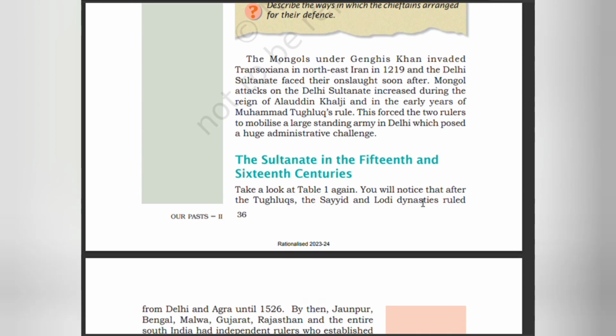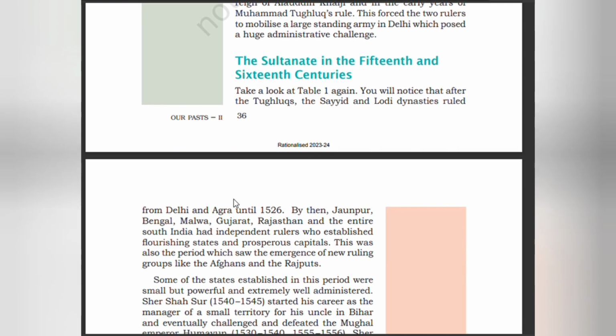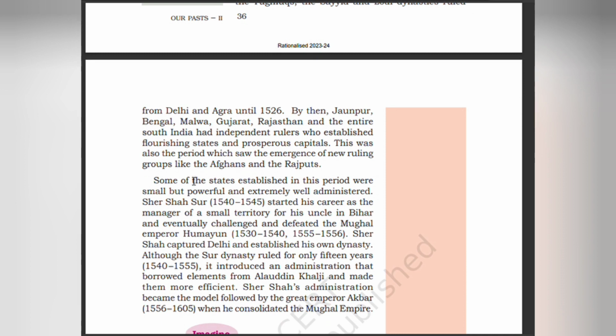The Sultanate in the 15th and 16th centuries. Take a look at Table 1 again, you will notice that after the Tughlaqs, the Sayyid and the Lodi dynasties ruled from Delhi and Agra until 1526. By then, Jaunpur, Bengal, Malwa, Gujarat, Rajasthan, and the entire South India had independent rulers who established flourishing states and prosperous capitals. This was also the period which saw the emergence of new ruling groups like the Afghans and the Rajputs. Some of the states established in the period were small but powerful and extremely well administered.